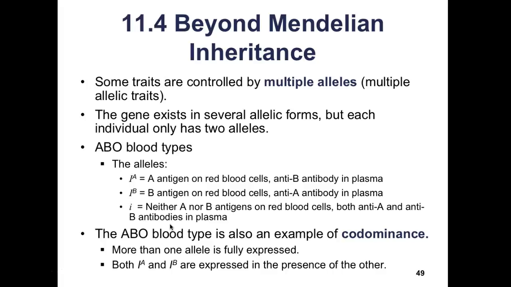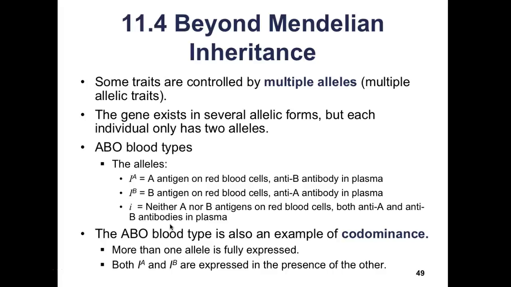So now looking beyond Mendelian patterns of inheritance, you should have an idea of multiple alleles. Some traits are controlled by multiple alleles, basically meaning that they have multiple allelic forms that will express the phenotype. The gene exists in several allelic forms, but each individual only has two alleles.